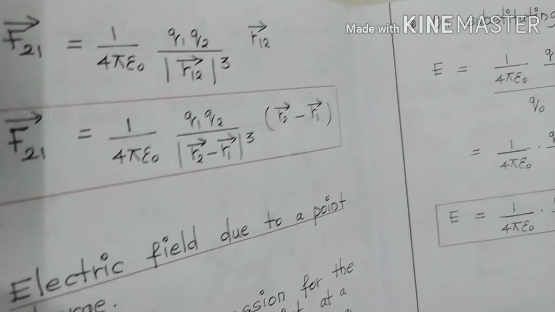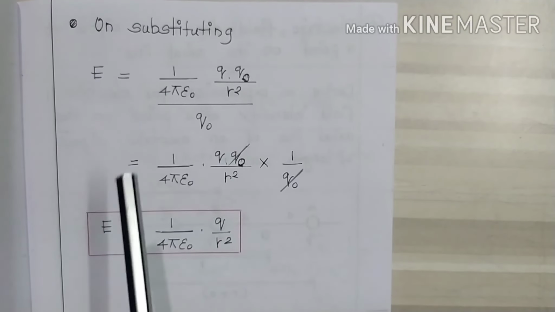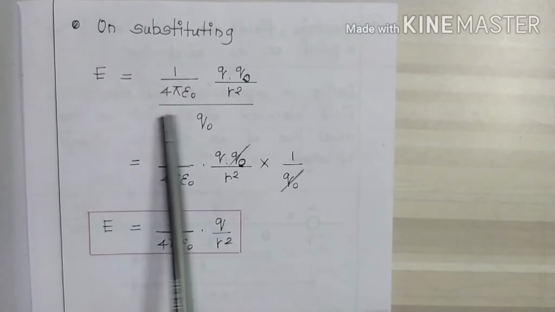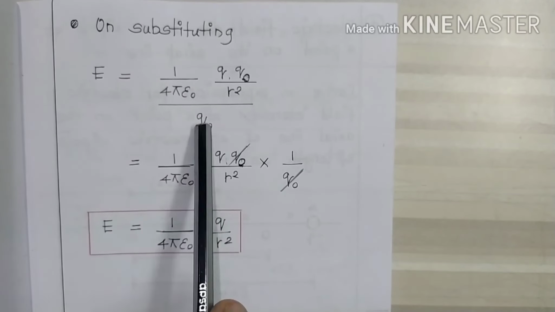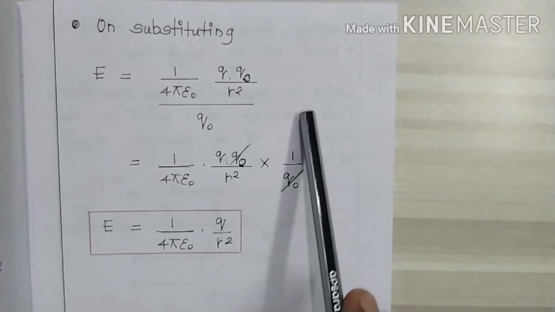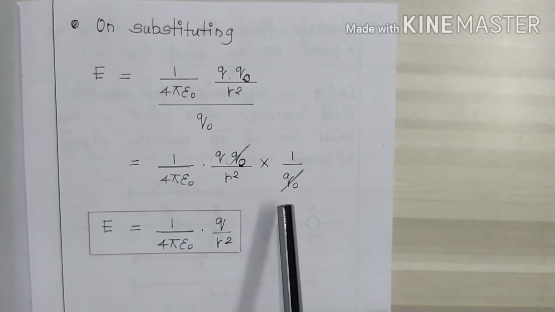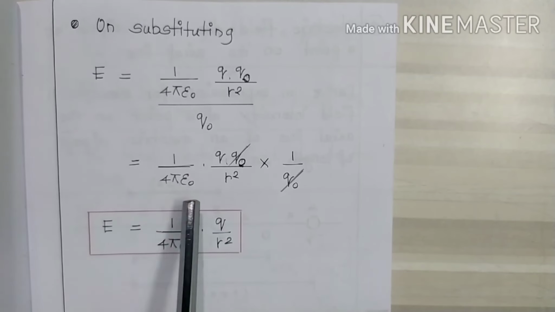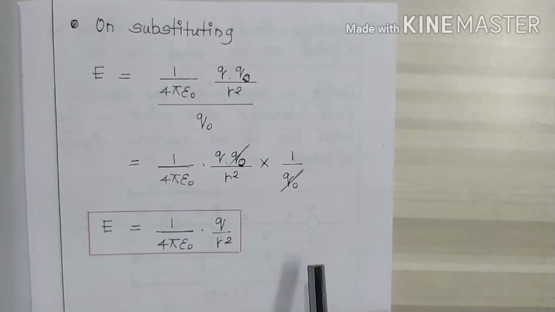So on substituting, E is equal to 1 by 4 pi epsilon naught Q Q naught by R squared, by Q naught. So in the next step, this Q naught, I am going to take it over here, so it becomes the reciprocal, so 1 by Q naught. So Q naught gets cancelled. So what is remaining? E is equal to 1 by 4 pi epsilon naught Q by R square. This is the expression for electric field due to a point charge.